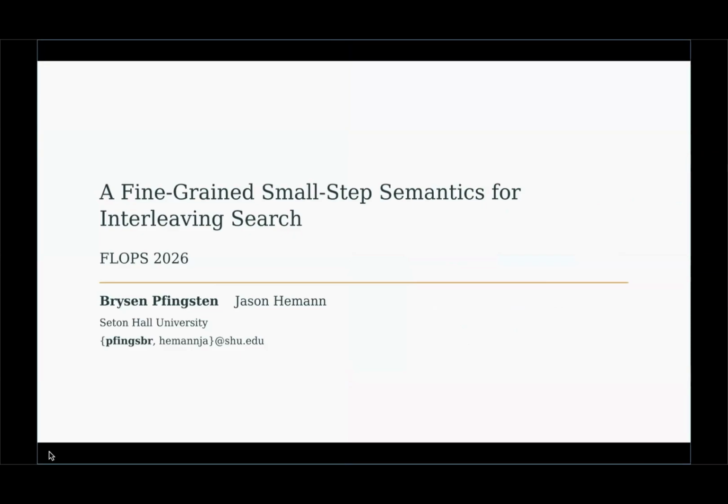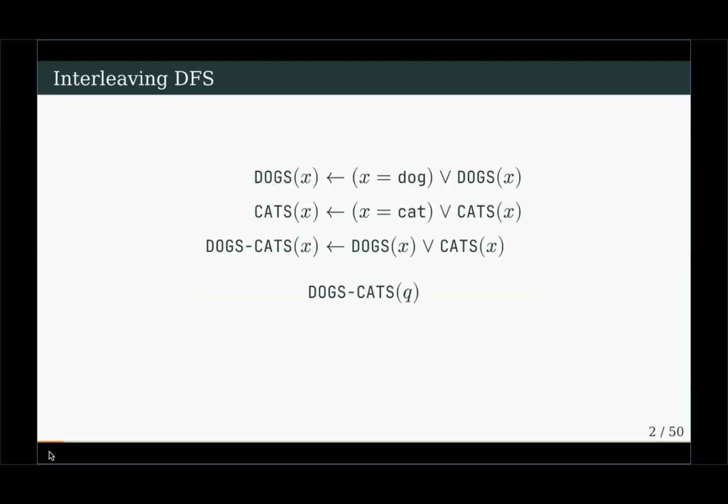So today I'll be talking about fine-grained small step semantics for interleaving search. I want to first talk about what interleaving depth first search is. Specifically, I want to contrast it with something maybe you're more familiar with, just a pure depth first search, something like Prolog. So we'll walk through a couple examples.